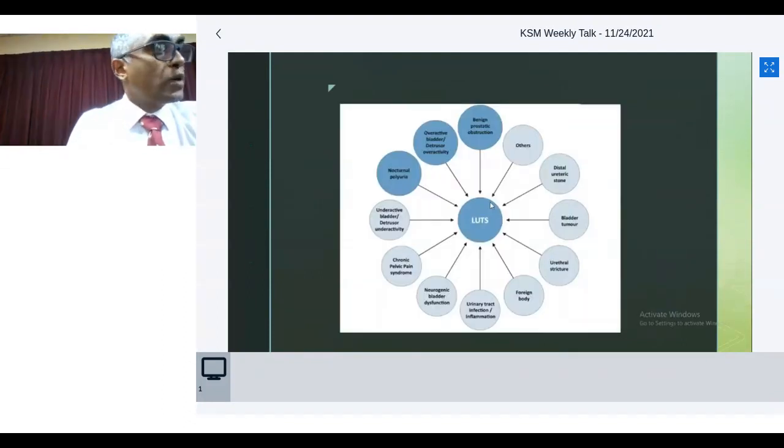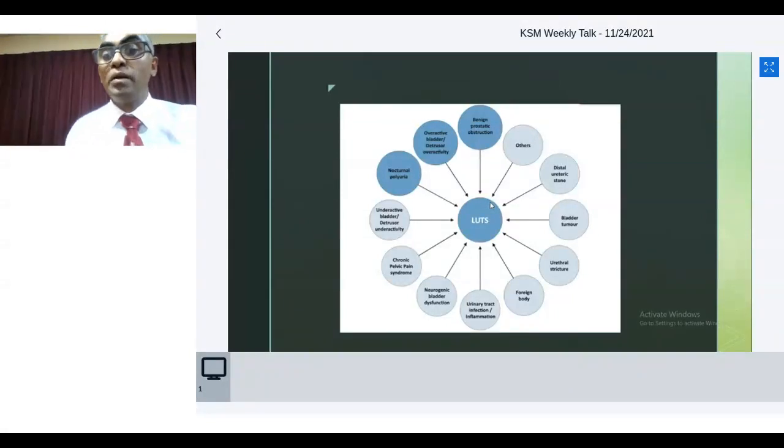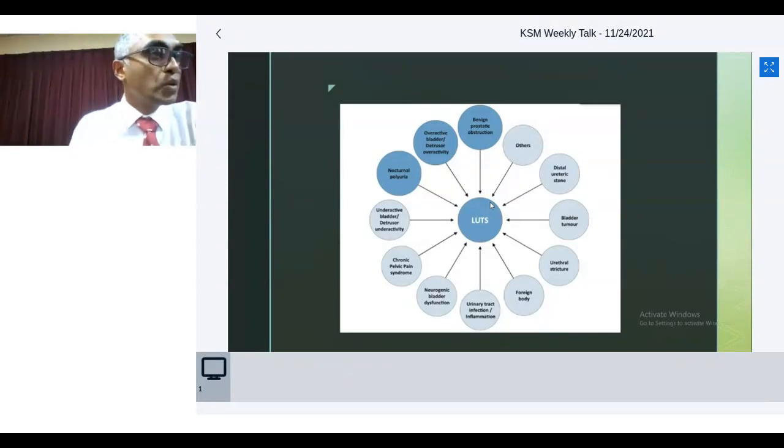So what we assess is lower urinary symptoms. It can occur due to various diseases, including overactive bladder, distal ureteric stones, bladder tumors, and neurogenic bladder dysfunction, and we will be assessing all these diseases, or otherwise excluding all these diseases, and come to a diagnosis of lower urinary symptoms due to BPH. That's why I said it is a clinical diagnosis.